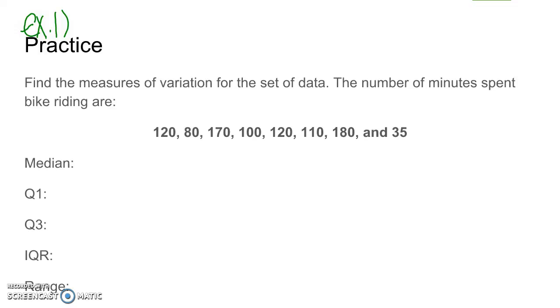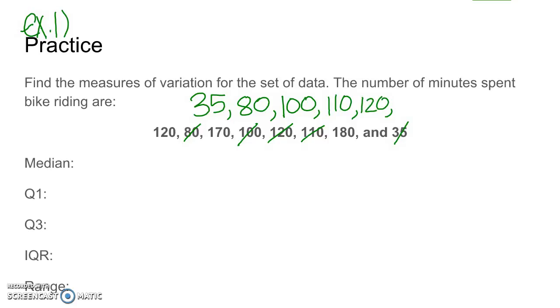So in order from least to greatest, the first number I see is 35, that's the least. Next, 80. Next, 100. And you see how I'm crossing them out so I don't repeat one by accident. 110, 120, 120, 170, and 180. Alright, so I've got my data set in order from least to greatest.